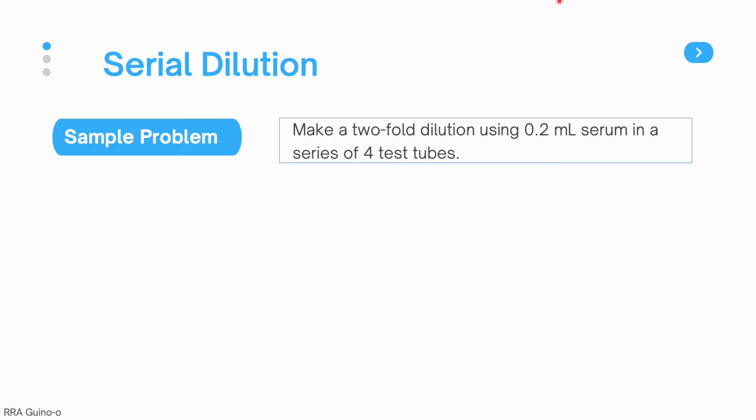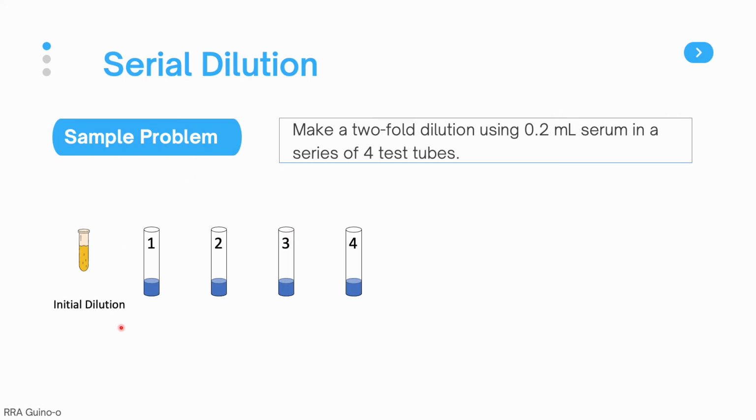Let's take a look at the answer. So we have our initial sample, which is 0.2 ml, and we need to make a series of 4 dilutions. For the initial dilution, since it's a 2-fold dilution, all the tubes have an initial dilution of 1:2. When you multiply each tube with the previous dilution, you end up with the final dilution for each tube, which is 1:2, 1:4, 1:8, and 1:16.